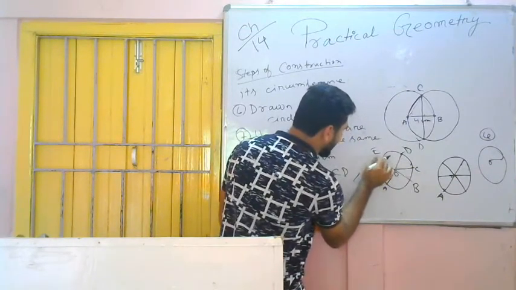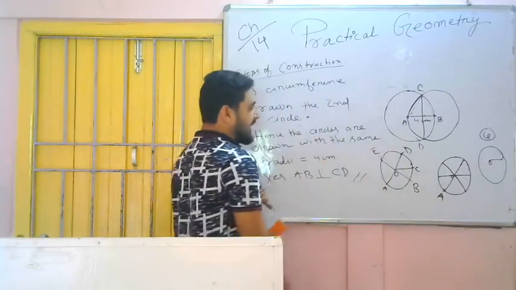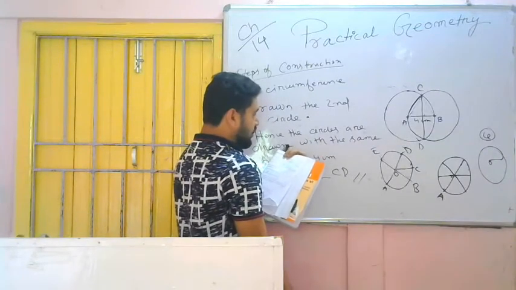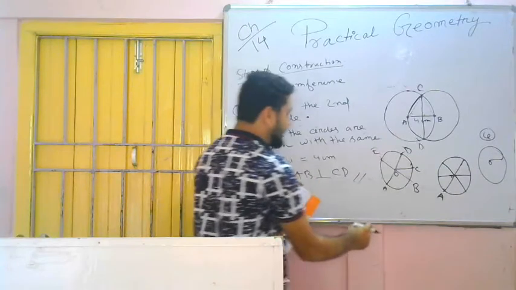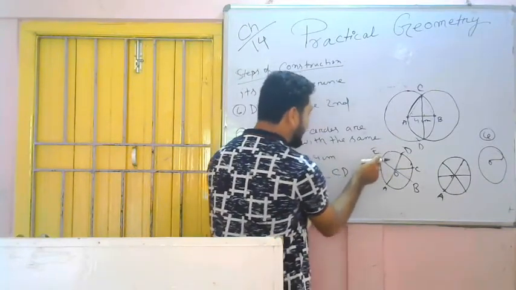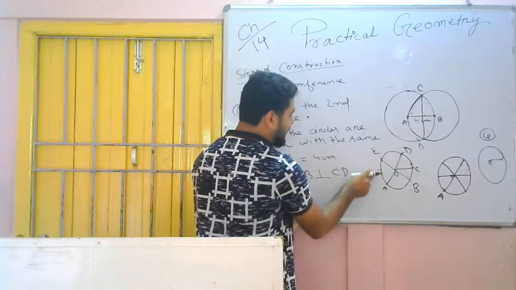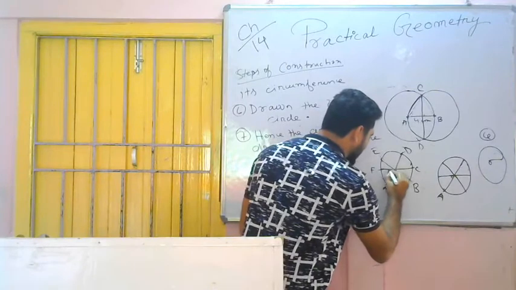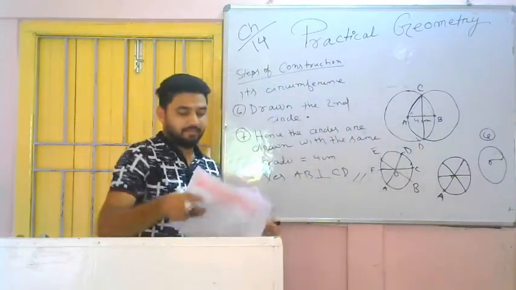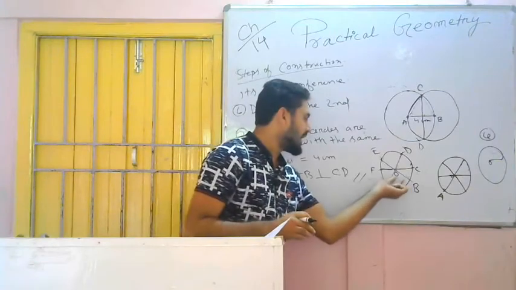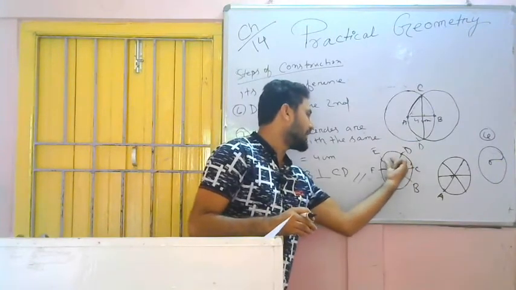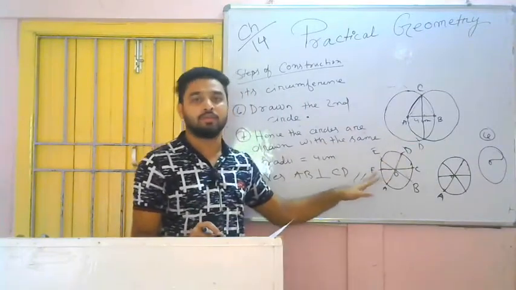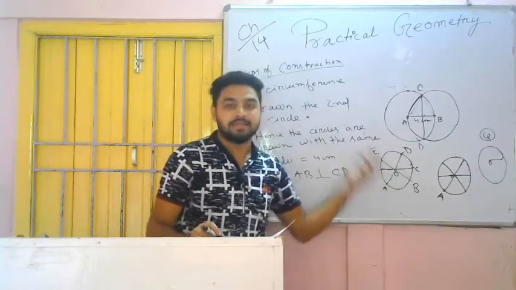Then we will get this figure. Then, taking E as center, you take another point, F, then join OF. Now you see, this OA, OB, OC, OD, OE, OF are the radii of the circle, and we know that the radii of a circle are the same.